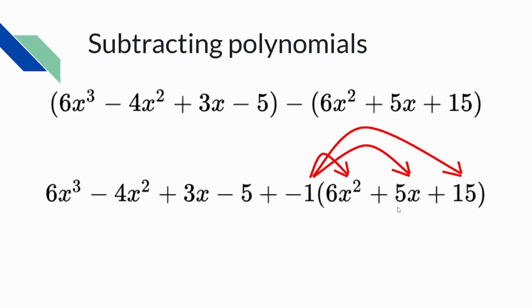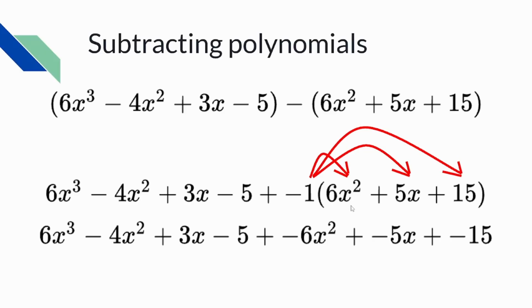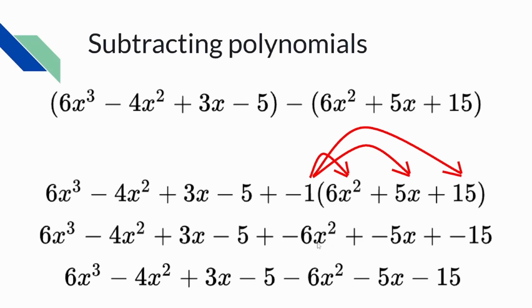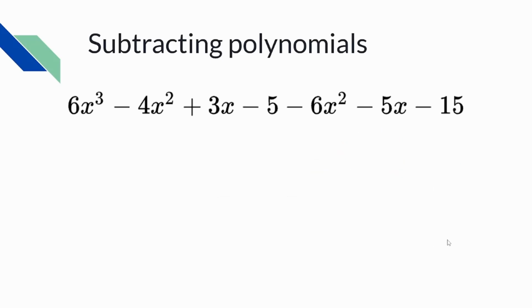All right, so I'm actually going to apply this negative 1 to each piece of the trinomial, right? I'm going to use the distributive property to get rid of the parentheses. Okay, so I have plus negative 6x squared plus negative 5x plus negative 15. Cleaning this up just a little bit, I'm just turning these negative numbers into subtraction. All right. Let's bring this result to the top of the screen, okay? Because we still need to add like terms. All right, let's do that right now.